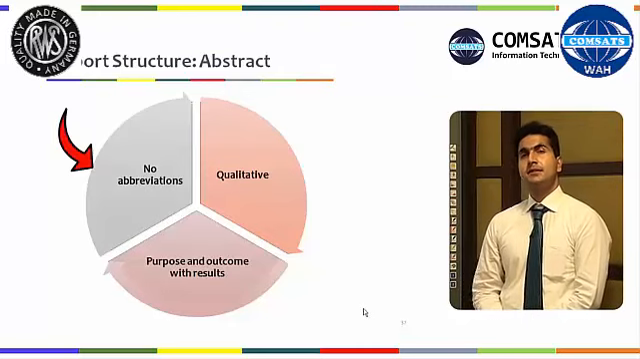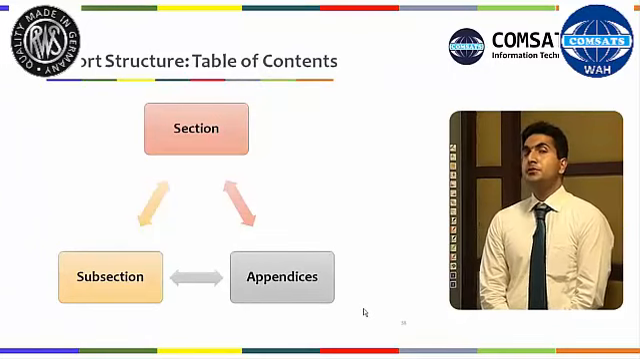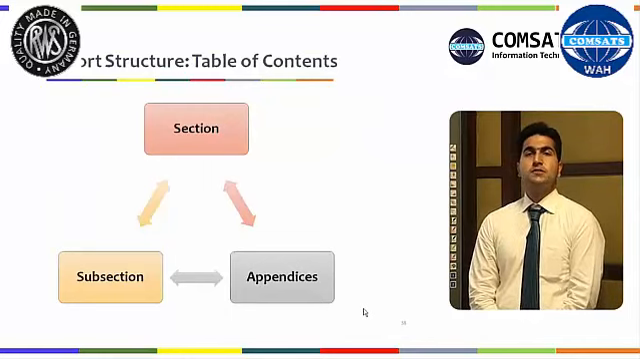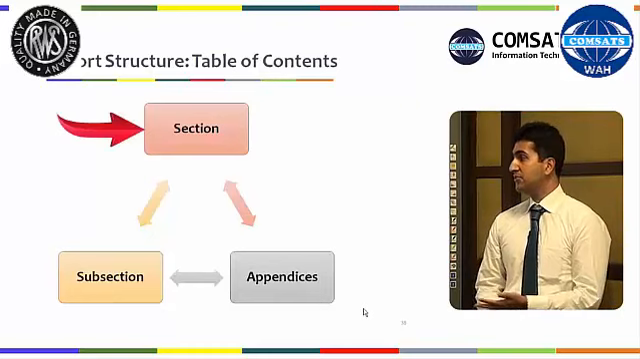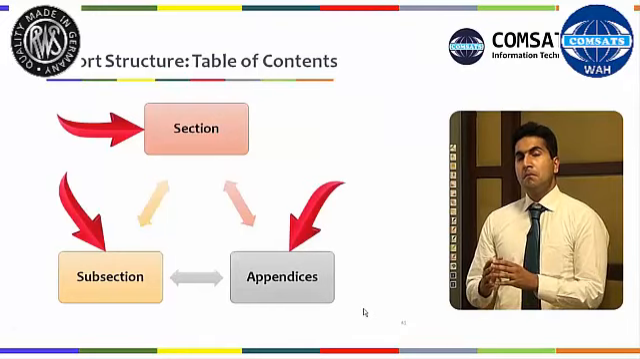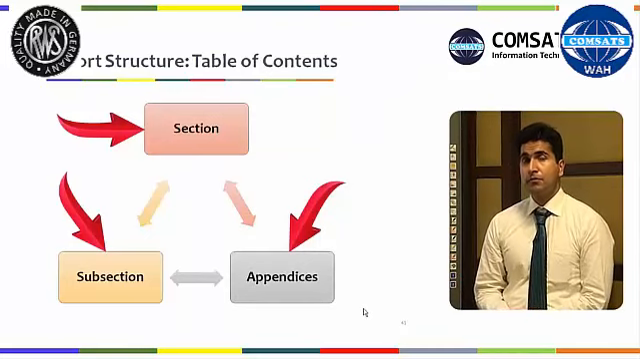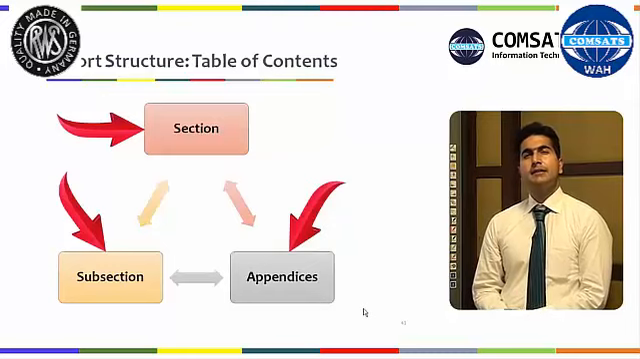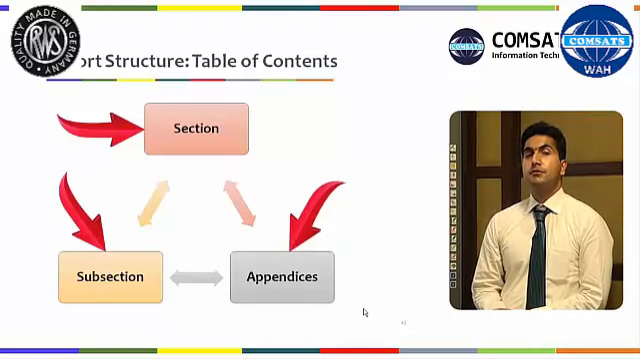This is basically the next component of the overall structure of a report: the table of contents. You have seen it in the very initial pages of so many books, also known as TOC. The table of contents is a combination of sections, subsections, and appendices. By the use of this table of contents, you provide the overall scope of writing that report, then the overall organization of that report, then the details of each and every section and the page number on which you can find the details with respect to that section.